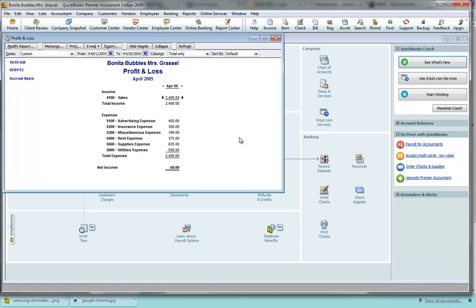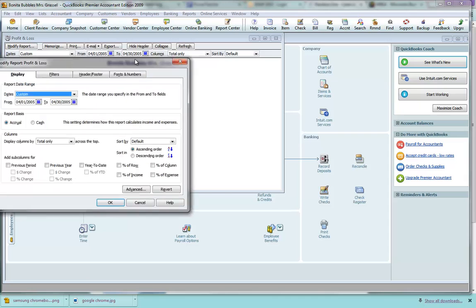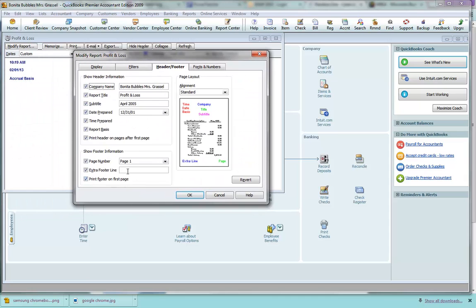So here we have our profit and loss statement. What do we have to do to our statement? We have to go in and modify our report. When you modify your report, you want to go to your header and footer, extra footer line. You're going to type in your name and then the problem number, which is 65.